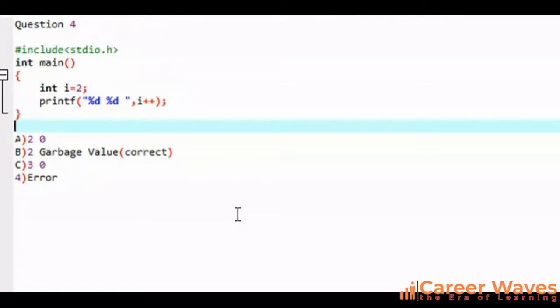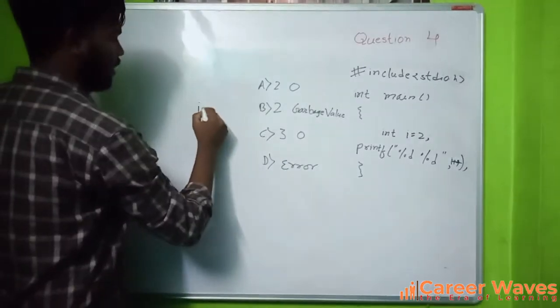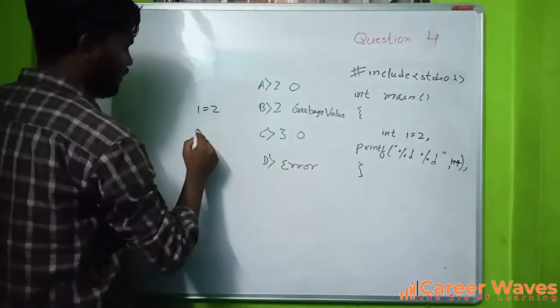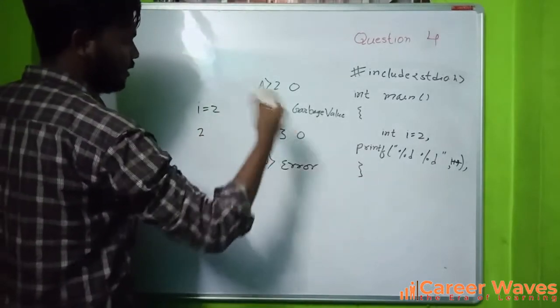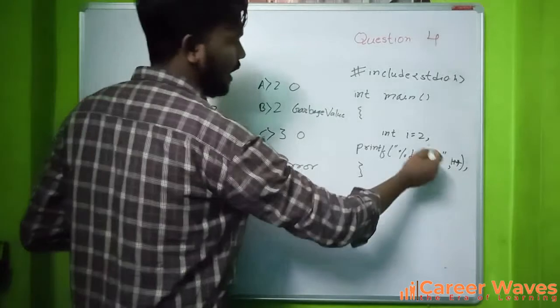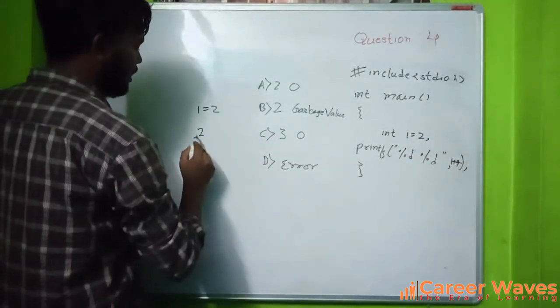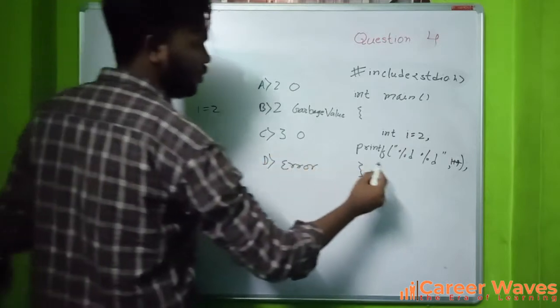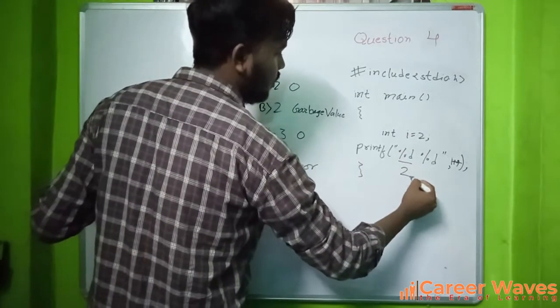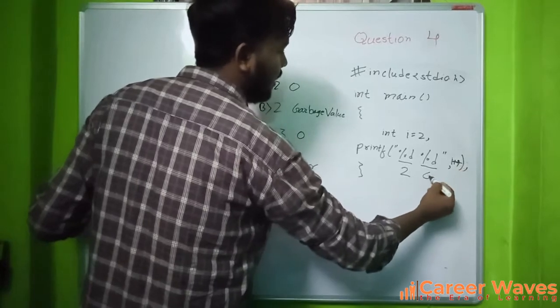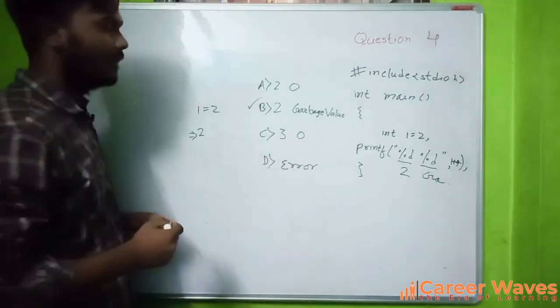Let us find the output for this question. i is equal to 2, then %d i++. This is the post-increment, that is, the value of i will be printed as it is, 2, and later it will be incremented. So for this the value will be 2, and for the other %d there is no variable, so it will print a garbage value. B will be the correct option.